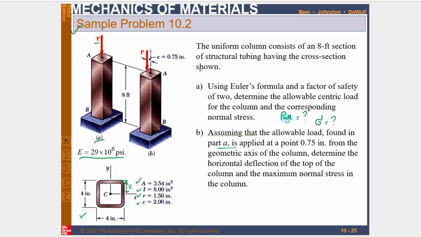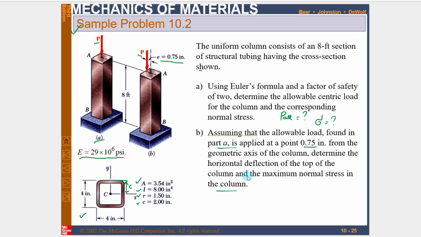So here you will use the allowable load that is calculated in part A to apply it at a point of 0.75 inch from the geometric axis of the column. So you can see this is the geometrical axis of the column, and now the allowed load is applied at a distance of 0.75 inch from this axis. So determine the horizontal deflection of the top of the column and maximum normal stress. So you have to find the deflection of this column and maximum normal stress.